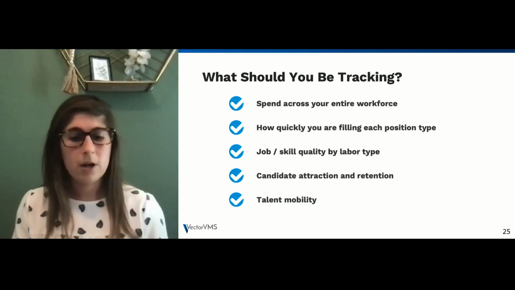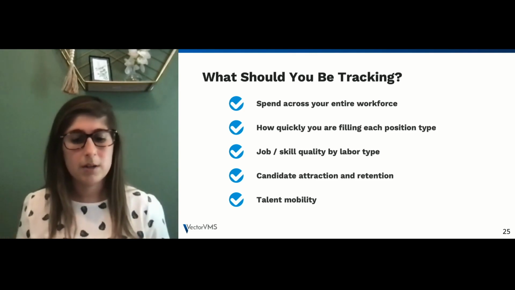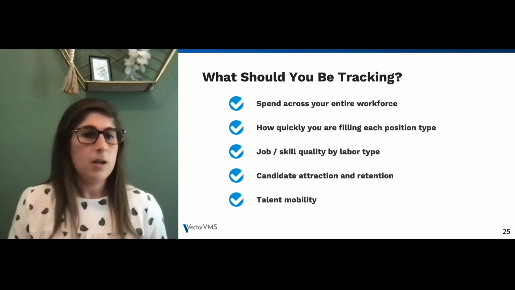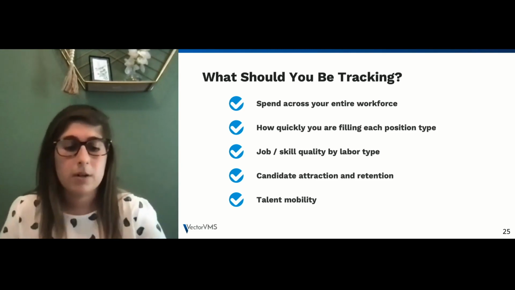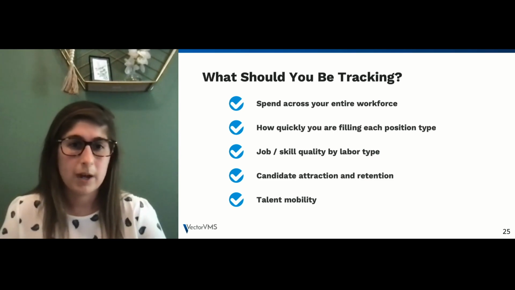That's really going to be specific to your organization, but we did create a few that we know you definitely should be tracking. The first is who is in your program, regardless of their employment status. Who are they? Where do they sit? The second is spend across your organization. How much are you spending on capital, regardless of their employment type?